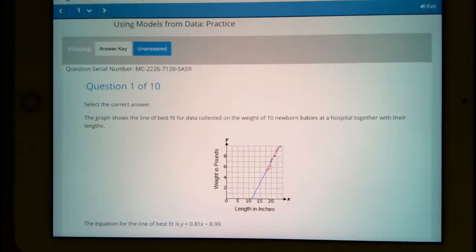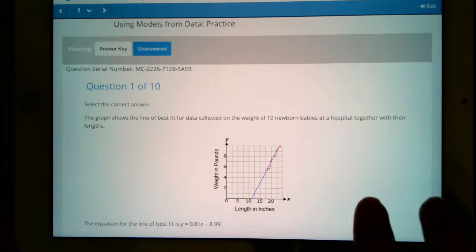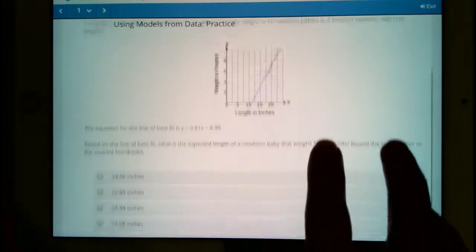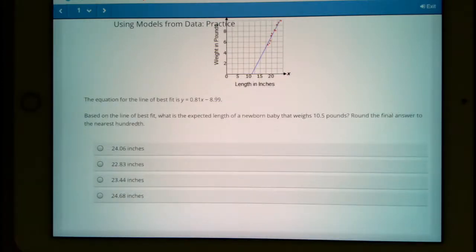The graph shows the line of best fit for data collected on the weight of 10 newborn babies at a hospital together with their lengths. The equation for the line of best fit is y equals 0.81x minus 8.99. Based on the line of best fit, what is the expected length of a newborn baby that weighs 10.5 pounds? Round the final answer to the nearest hundredth.